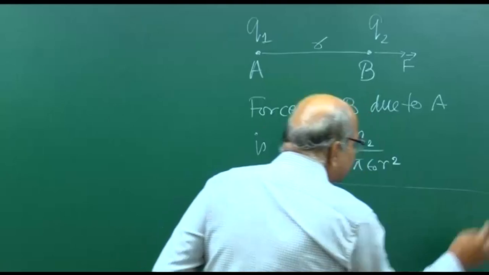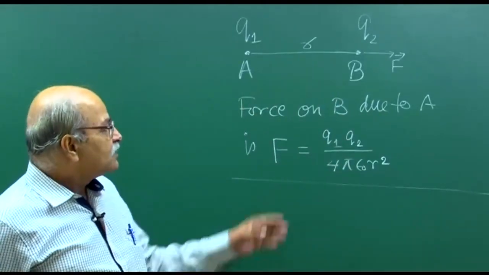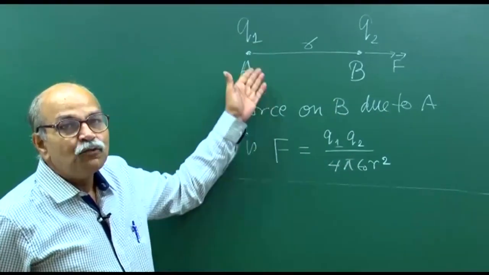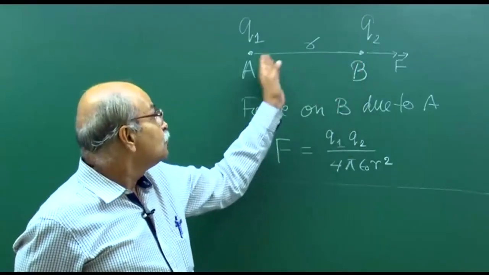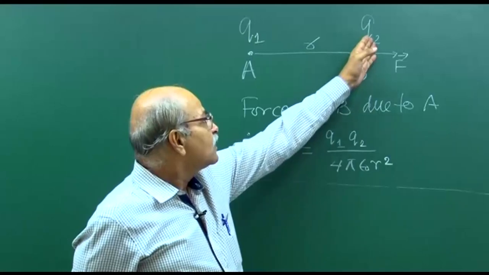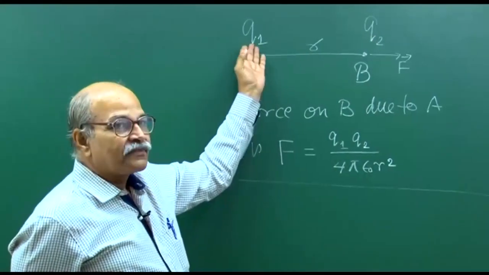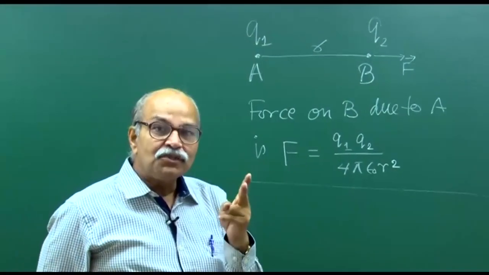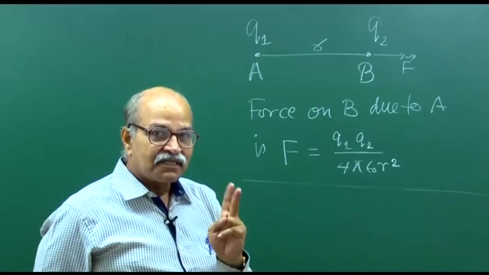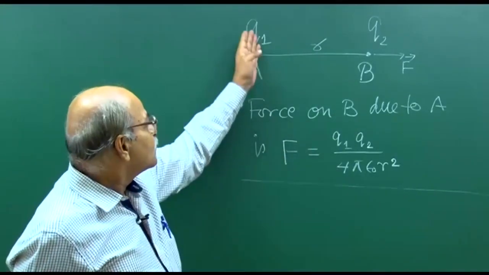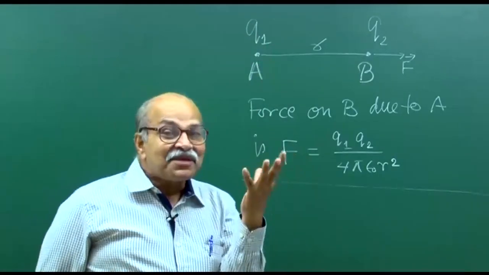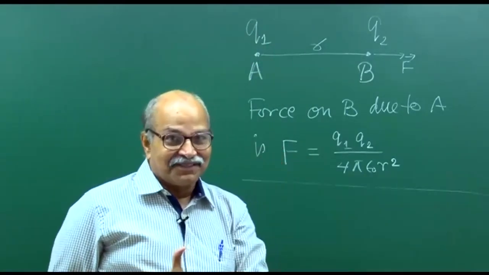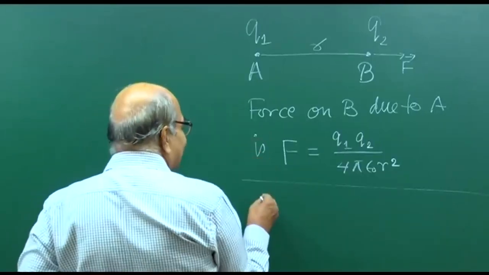All right. What I want to emphasize is that this is essentially a two-step process. Force on B due to A, force on this charge due to this charge, is essentially a two-step process. The first step is that this charge Q1 produces something called electric field. Okay. So, that is the first thing.